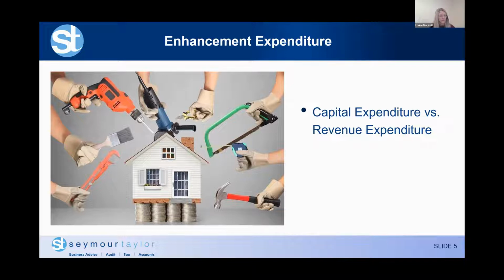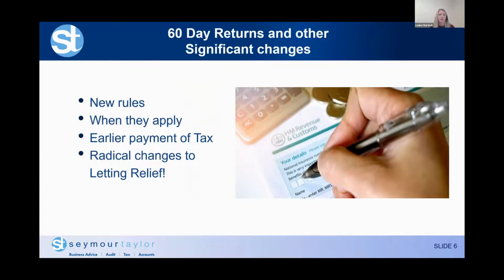The main thing that I want to talk about actually is the 60-day returns. So if you sell a property, you have 60 days to report the capital gain and pay any tax that's due. This change came in last October, where it was previously 30 days, but the revenue extended this to 60 days to allow a bit more time for the reporting purposes and making the payment.